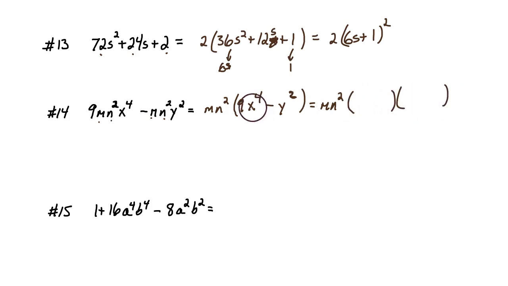Let's do some square roots. What's the square root of 9x to the 4th? It's 3x squared. What's the square root of y squared? It's y. So we have positive y and negative y.